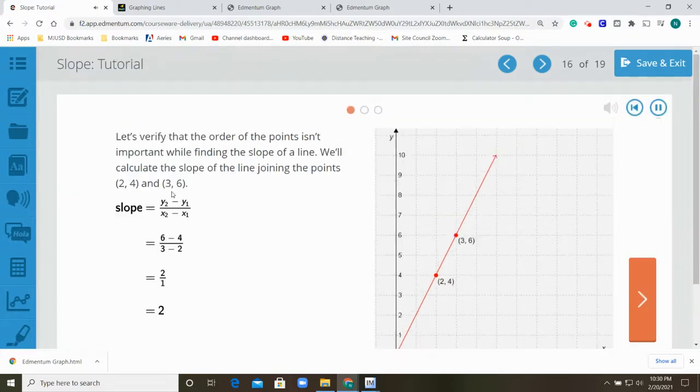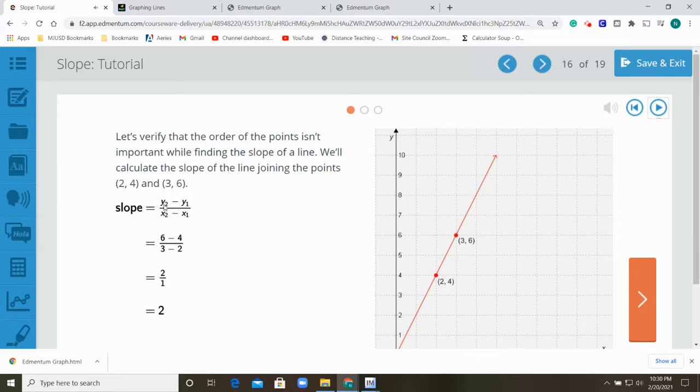Let's verify that the order of the points isn't important while finding the slope of a line. We'll calculate the slope of the line joining the points 2, 4, and 3, 6. Slope equals y2 minus y1 over x2 minus x1 equals 6 minus 4 over 3 minus 2 equals 2 over 1 equals 2.